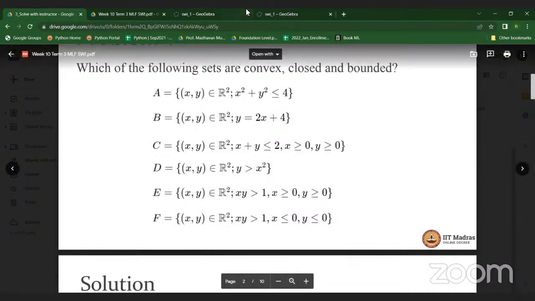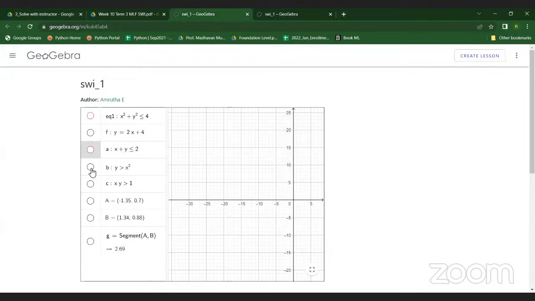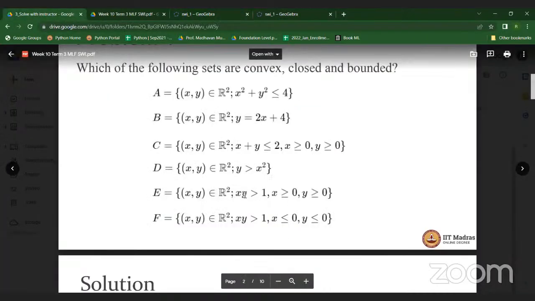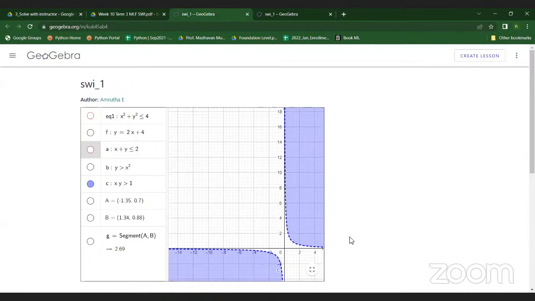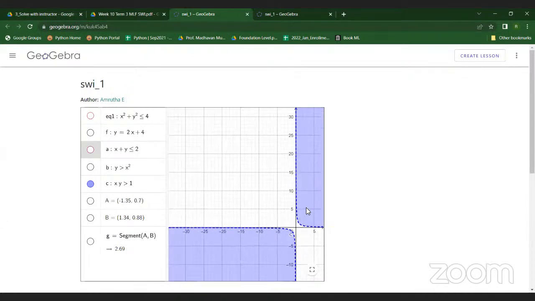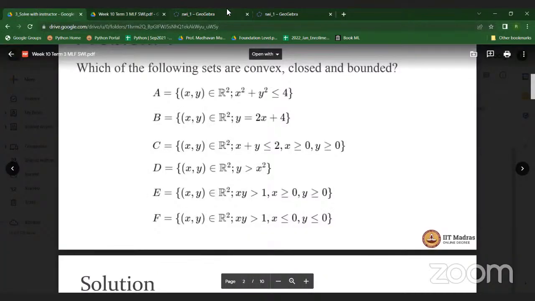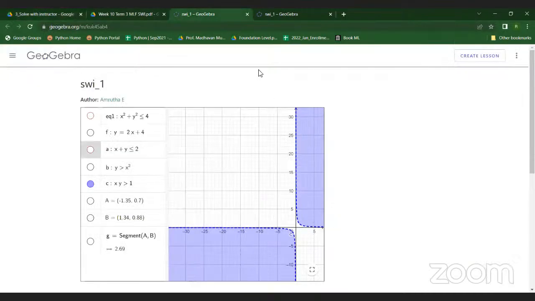If you look at option E, xy is greater than 1. We could see this entire region falls under this. Here we have the two conditions x greater than or equal to 0 and y greater than or equal to 0, which fall under this region. Even here x and y are not closed, they are not even bounded. Even this one is not correct.